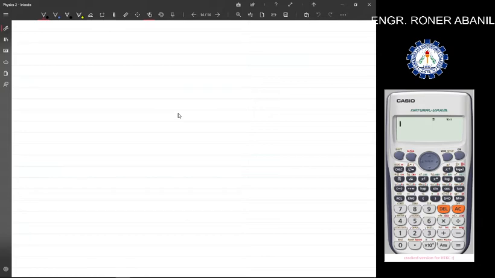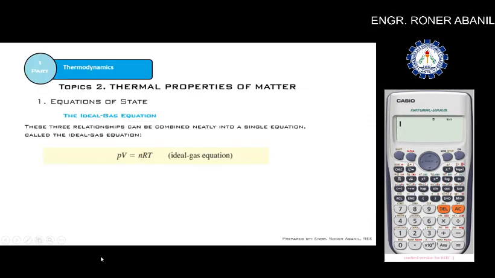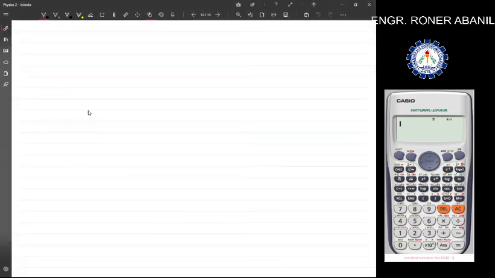So for a constant mass or constant number of moles of an ideal gas, the product nR is constant. So the quantity PV over T is also constant. So if the subscript 1 and 2 refer to any two states of the same mass of a gas, then ang mangyayari is P1 V1 over T1 is equal to P2.